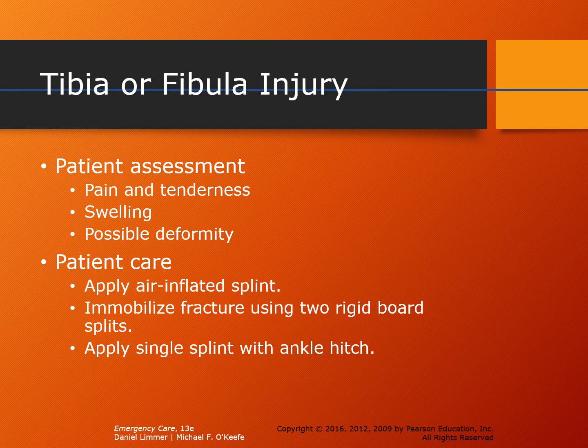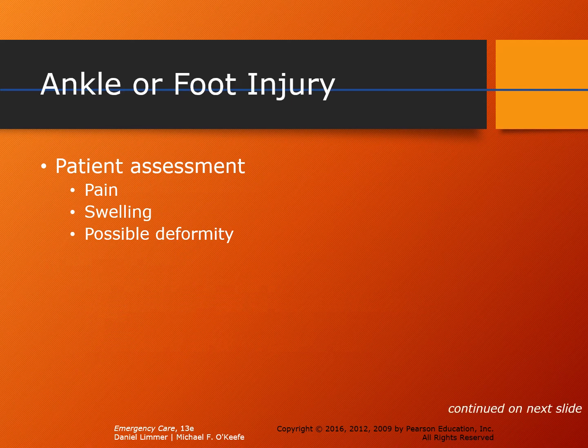We want to immobilize the fracture further if we're utilizing an air-inflated splint or a vacuum splint with a rigid splint, and we want to make sure that that is splinted in a way that we can effectively move our patient. It won't help if we have them splinted off into some strange direction or position, because we won't be able to get them in the ambulance. And then always remember that if we are utilizing these splints, that we want to use an ankle hitch to make sure that the splint isn't just wrapped around the top and bottom. We want to make sure that it's wrapped around the foot as well.